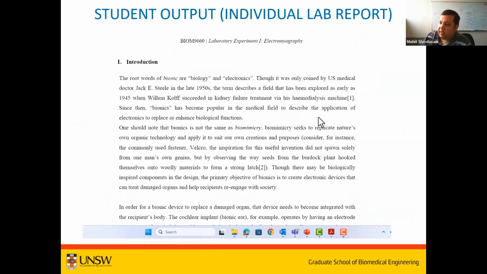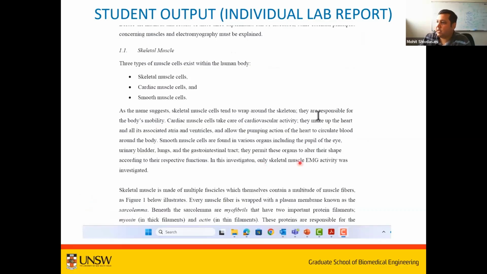And at the end of it, to get their marks, they have to write quite an extensive report. So this is just to show you. Turn the laser off. Okay, it should scroll. So you can see here it's scrolling.